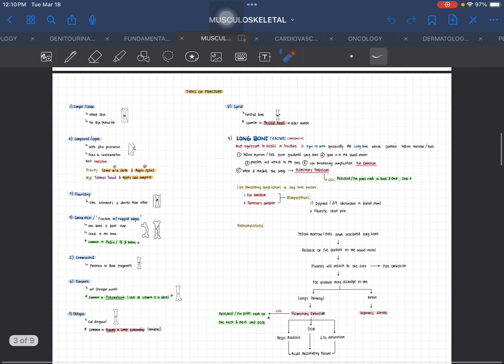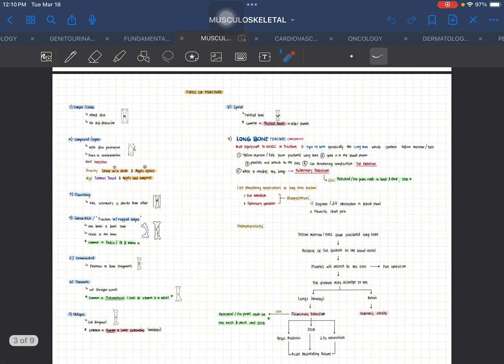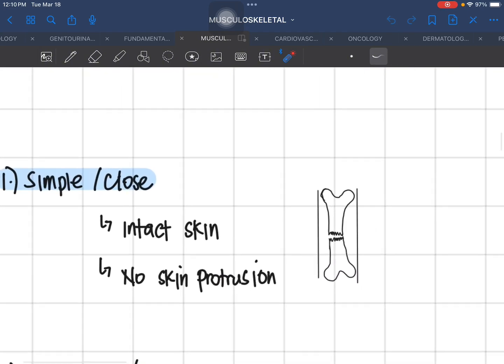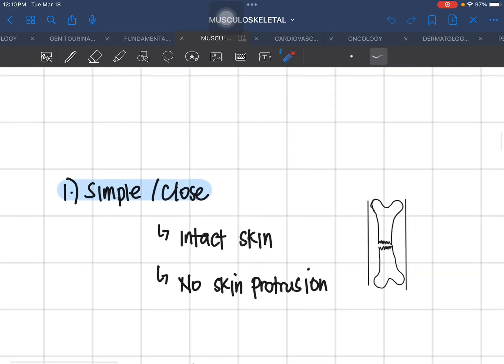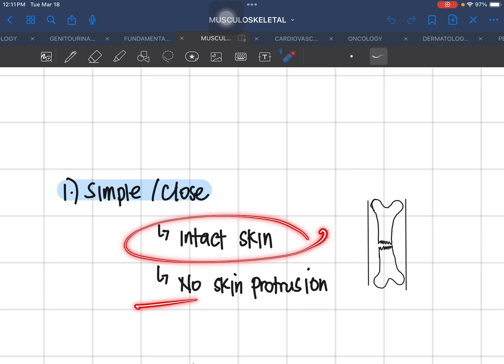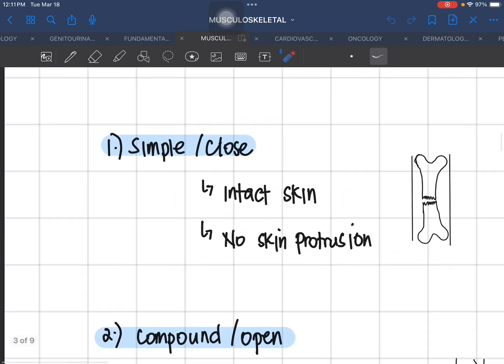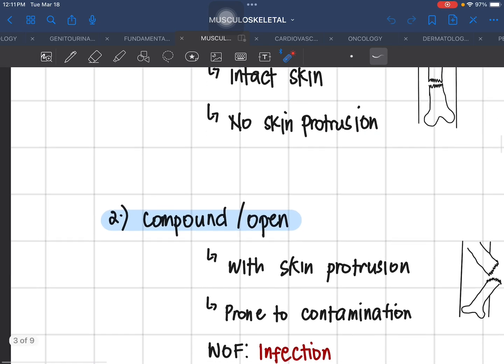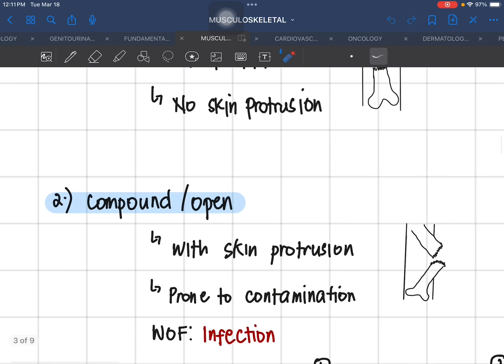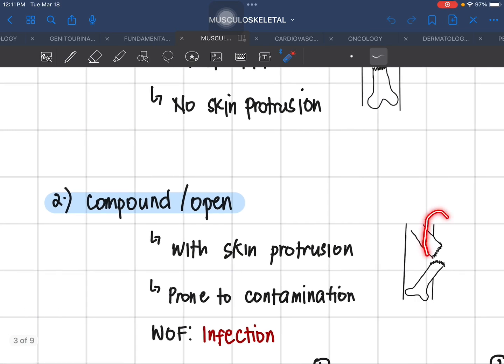So, proceed tayo dito sa types of fracture. First is simple o tinatawag na closed fracture. Ayan, wala namang protrusion. Intact pa yung skin mo, intact skin and no skin protrusion. Next is compound o open fracture. Ayan na, may skin protrusion na siya. Hindi na intact yung skin mo eh. Nakabuka. So, compound o open fracture.